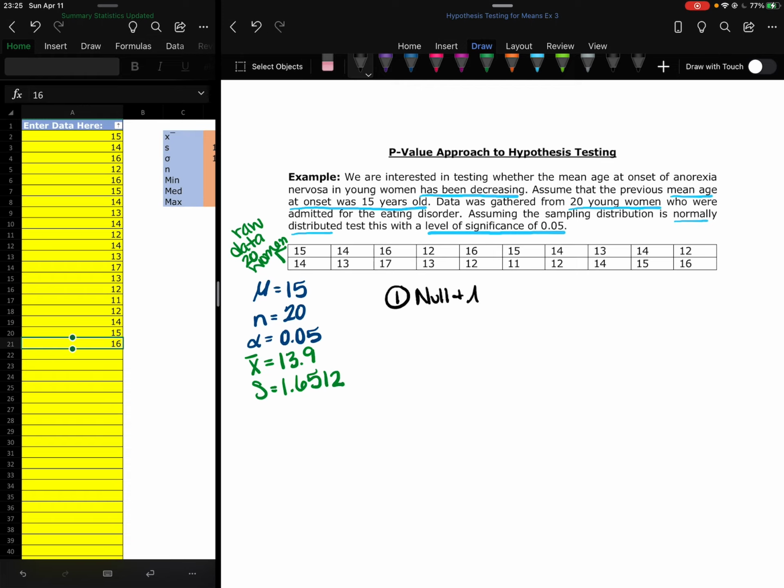So you write out your null and your alternative. So our null is that we are assuming, let's put some color on the page, we are assuming that the mean age is unchanged from 15. But we are interested in testing whether the mean age has decreased from 15. So we have a left-tailed test.